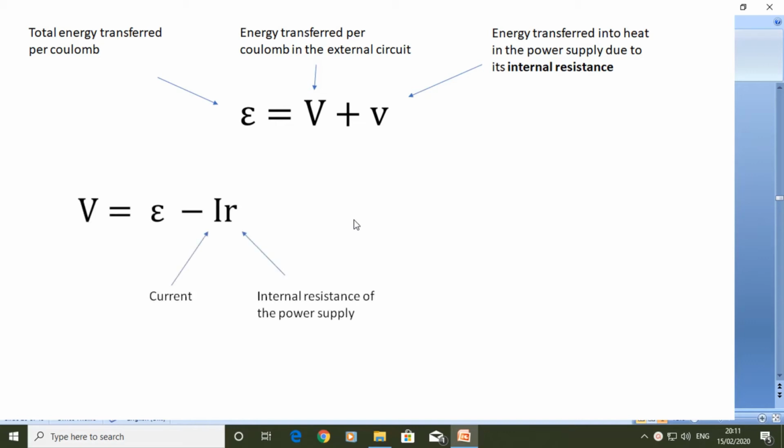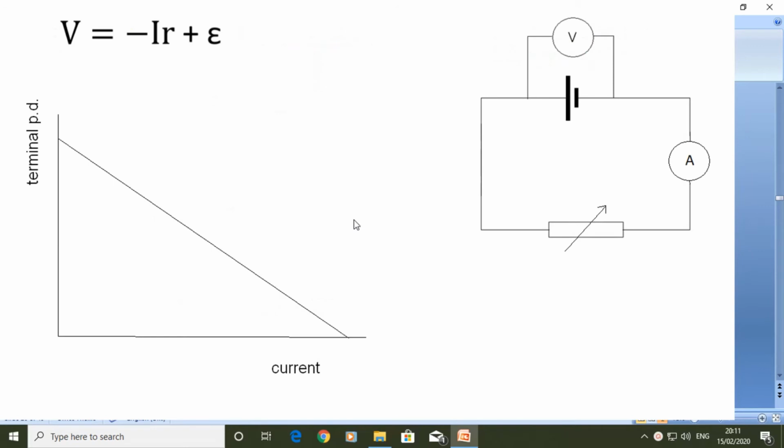Okay, rearranging this equation we get V equals EMF minus, and instead of little v I've written I little r, where I is the current and little r is the internal resistance of the power supply. Looking at this graph, basically the more current that we draw, the less voltage we get. Why? Because looking at the equation, V equals minus Ir plus EMF, the bigger the current, the bigger the lost volts. So the more current we draw from a power supply, the less voltage that we get from it.